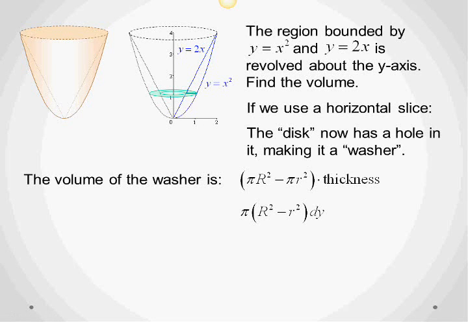The radius of the outer circle would be big R, and the radius of the smaller circle that we're going to subtract away is going to be little r. And then our thickness is going to be our change in y.